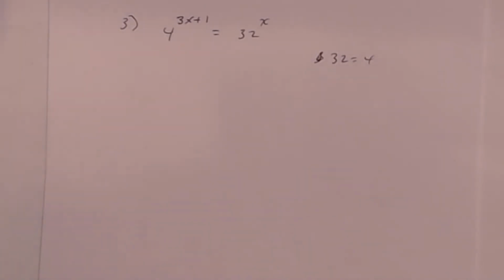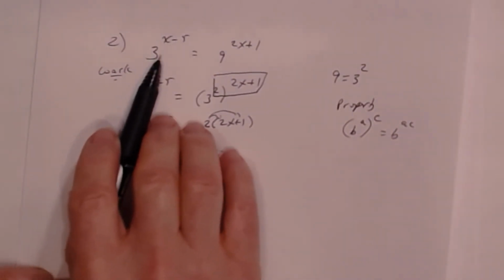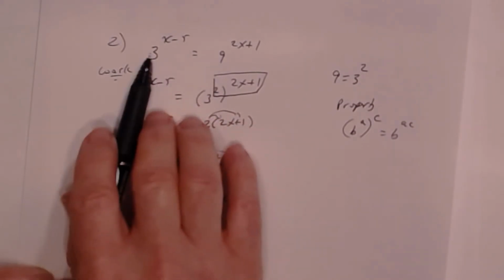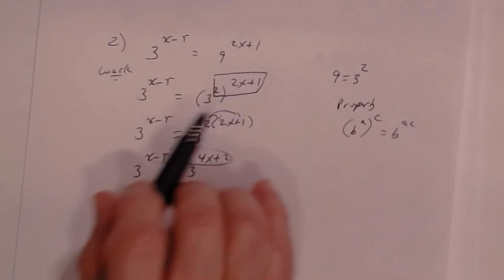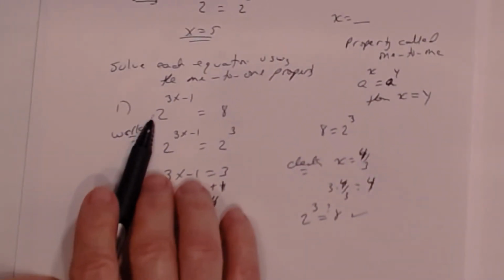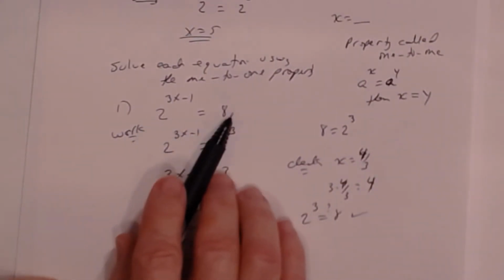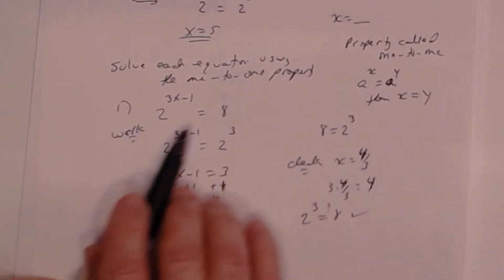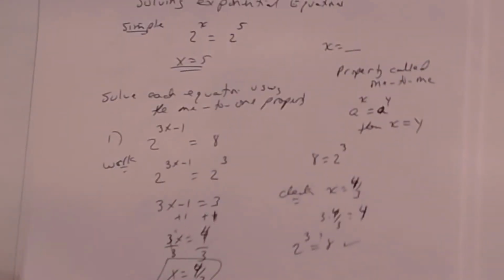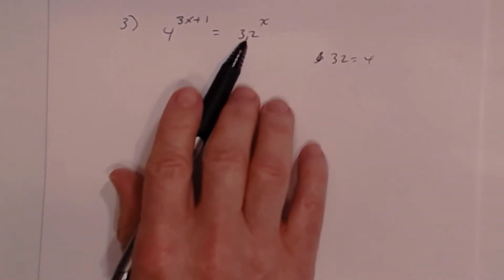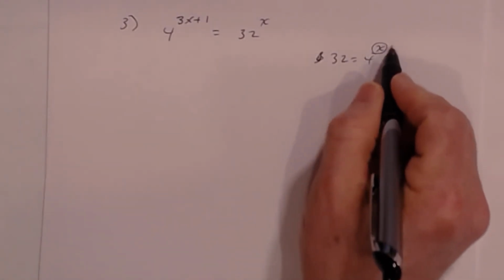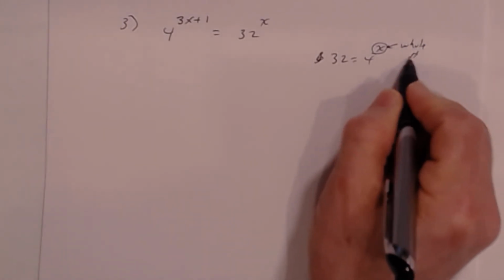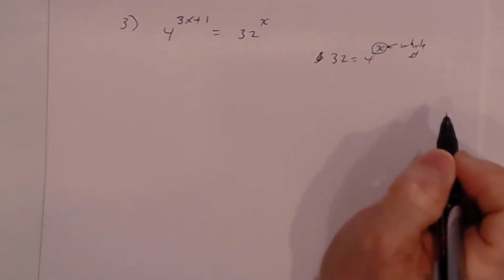In the previous problem, it was easy to see that my common base would be a 3 because in your mind, you know that 9 is 3 squared. Same thing here. It was easy to see that your common base is just going to be 2 because 8 is 2 cubed. But in this problem, there is no way you can write 32 as 4 to a power that's a whole number. There's no way.